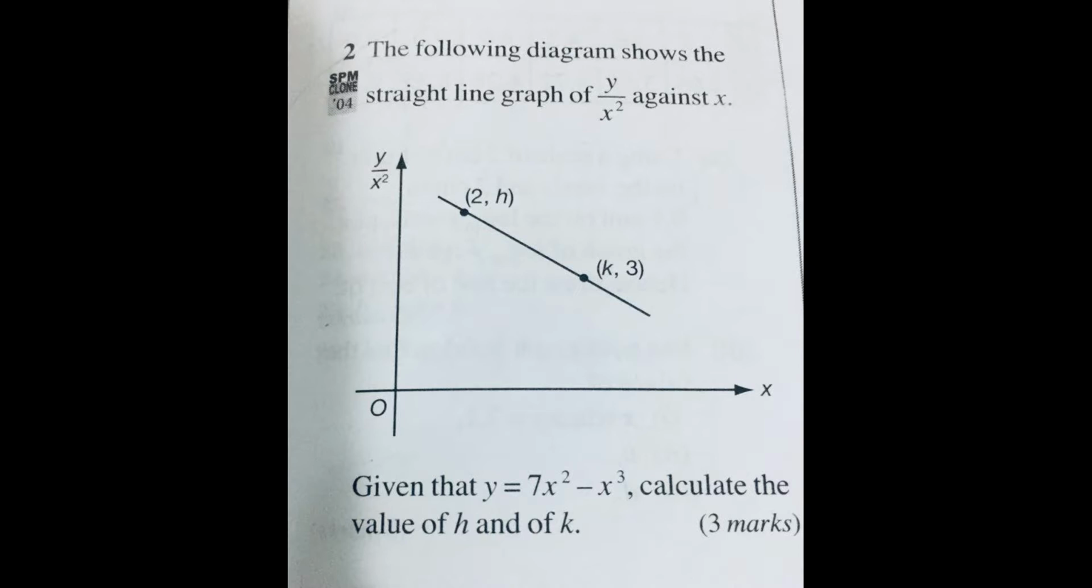Now I'll be discussing SPM Clone 2004 Form 5 Chapter 2 Linear Law Short Question. Okay, let me read the question now. The following diagram shows the straight line graph of y over x square against x. So this is the diagram, guys. Given that y is equals to 7x square minus x cube, calculate the value of h and of k. So this is the overall question.